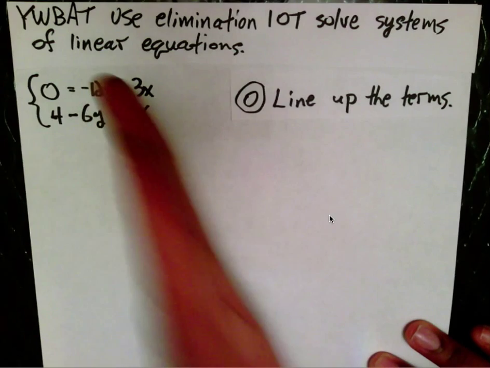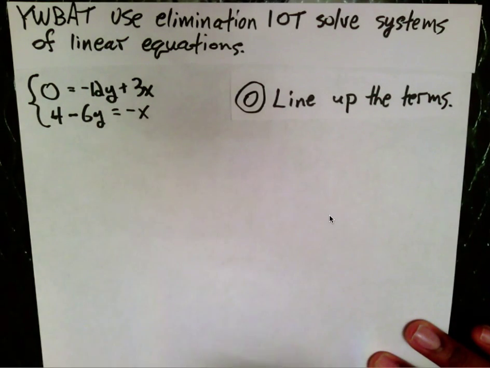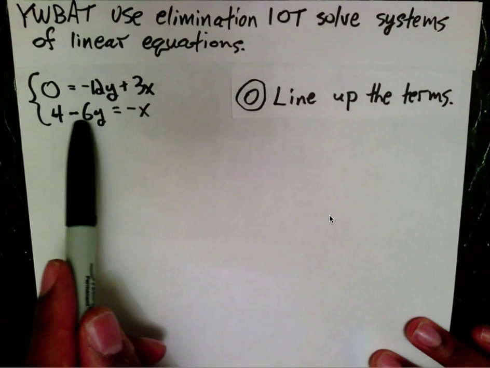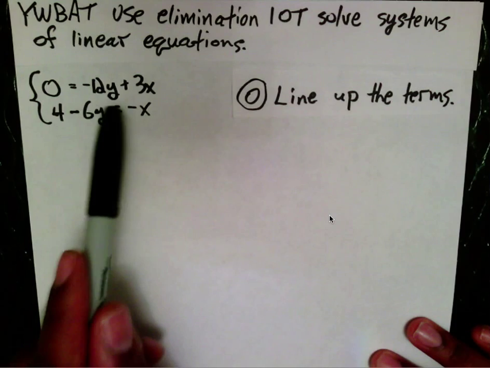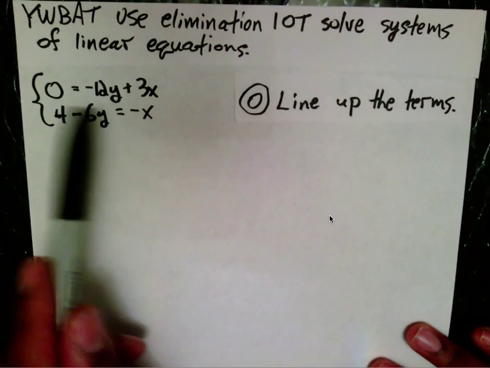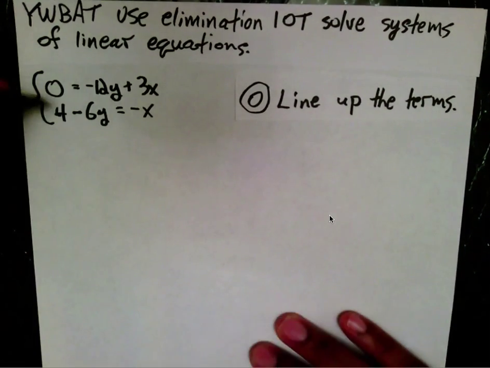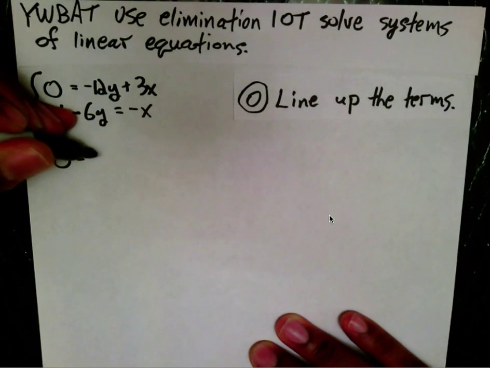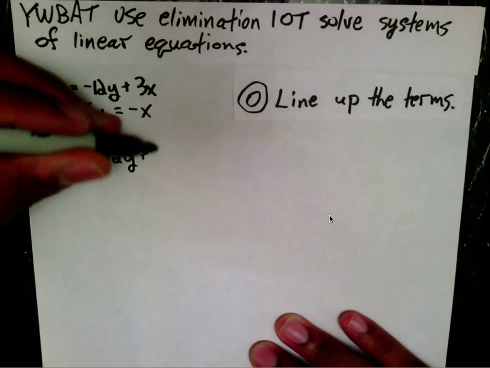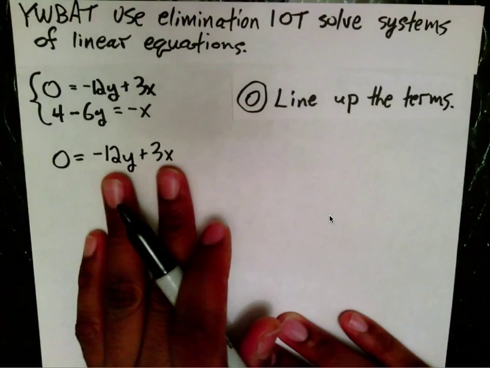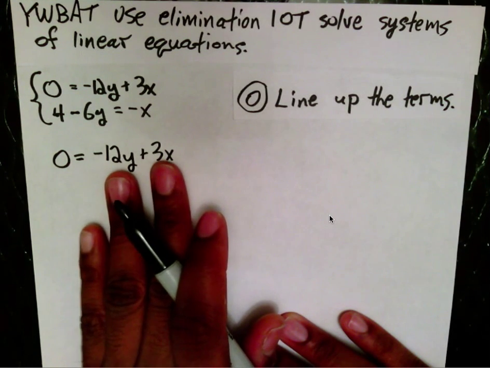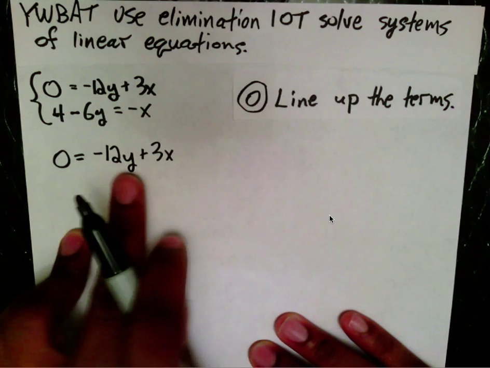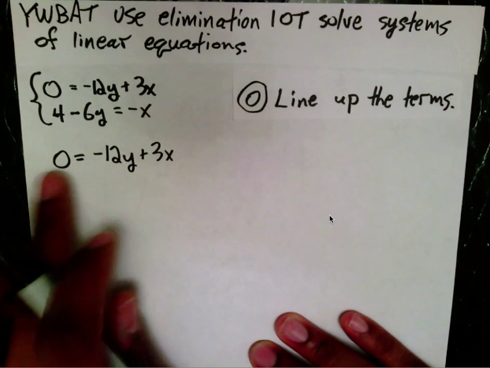X plus y equals some number. We don't have that, so that's what we need to do. It's not obvious how they should be lined up. So the first thing that we should do is let's just rewrite our first equation. 0 equals negative 12y plus 3x. And my x and my y's look like they're over on this side, and my 0's over here on that side. X plus y equals some number.